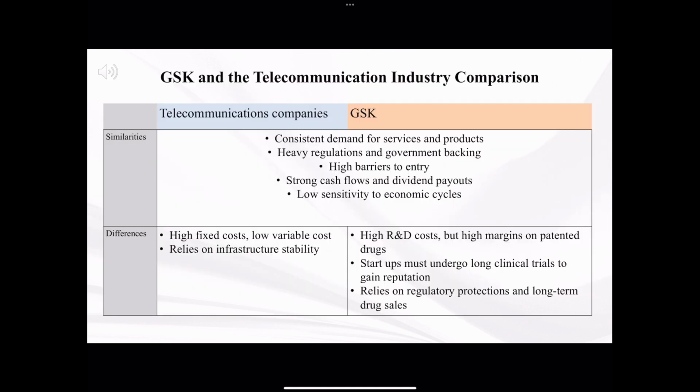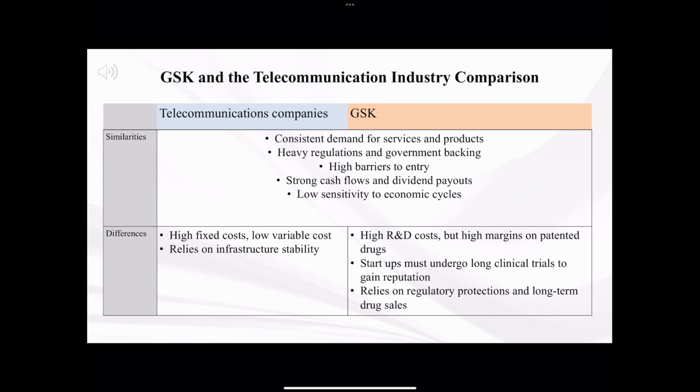Here we can see the differences and similarities of telecommunications companies and GSK in terms of what gives them their betas and how they structurally operate. Now we can see the similarities that there is consistent demand for services and products, as well as heavy regulations and government backing. It also comes with high barriers to entry, strong cash flows and dividend payouts, and low sensitivity to economic cycles.